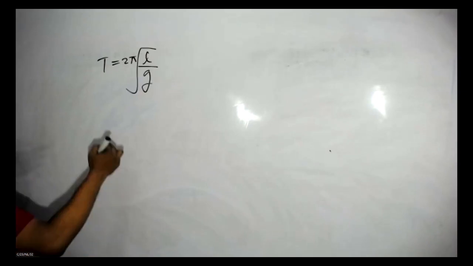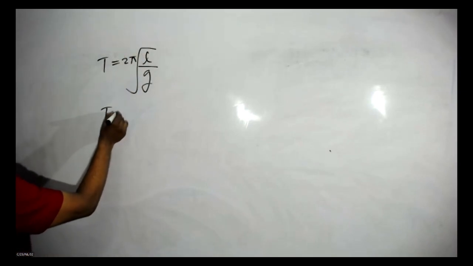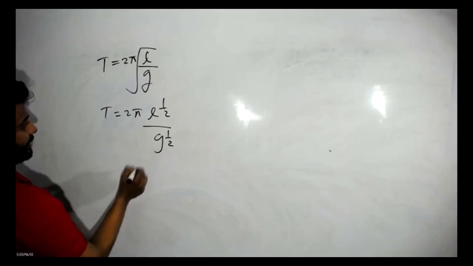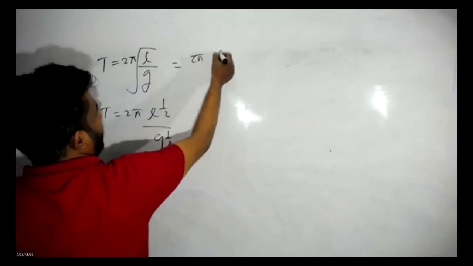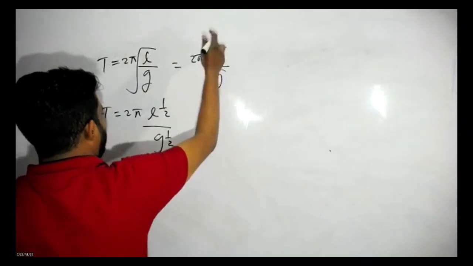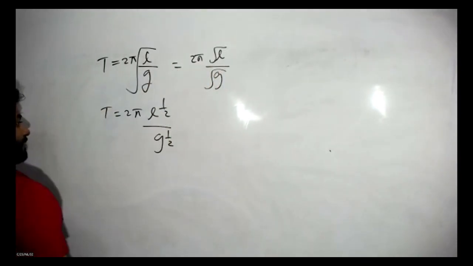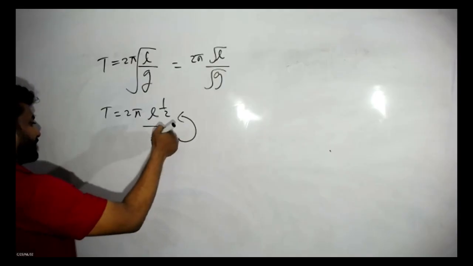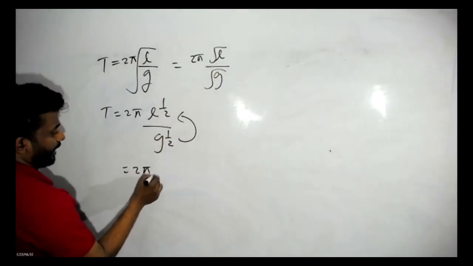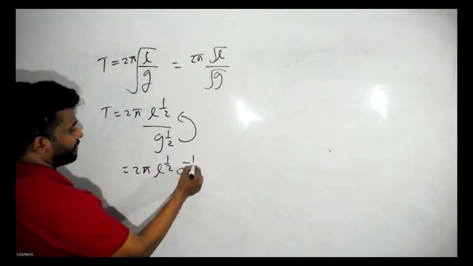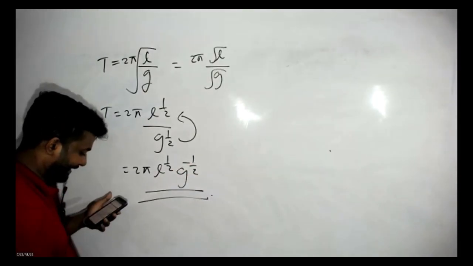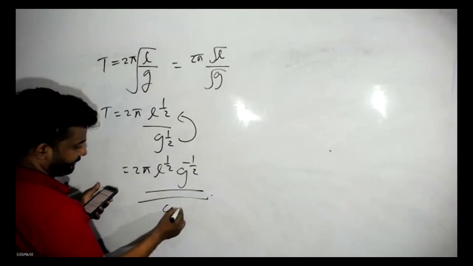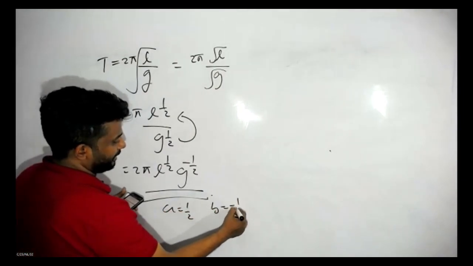Right. You should know the meaning of this square root. The square root means L to the power half, g to the power half. So we have 2π root L over root g. We can express root as its half power. Then when you bring this term from the denominator to the numerator, the sign of this index changes. 2π L to the power half, g to the power minus half. Easy. Then a is equal to plus half, b is equal to minus half.